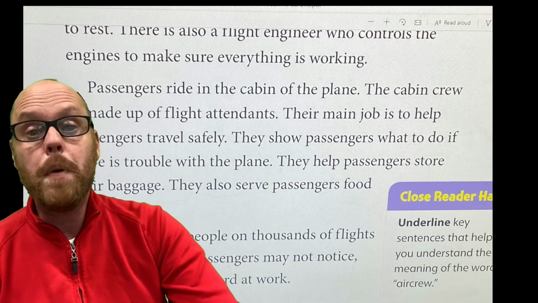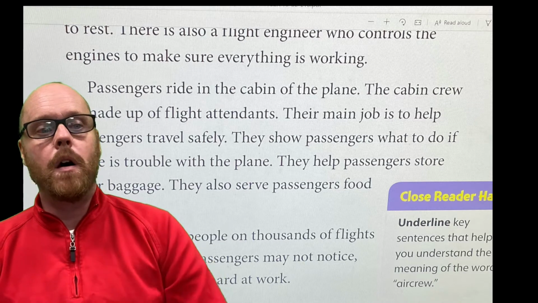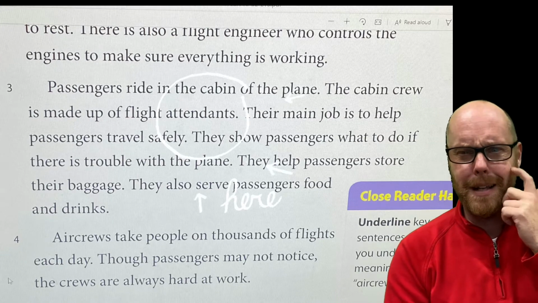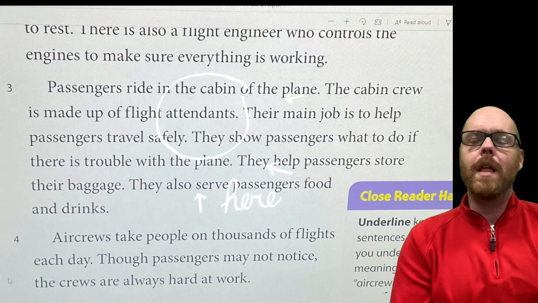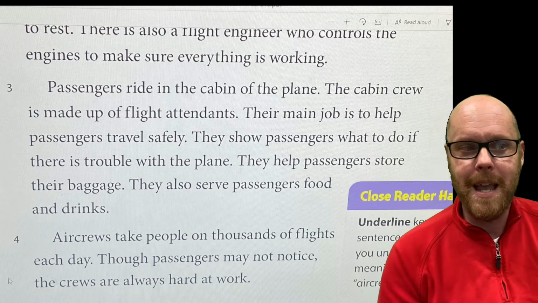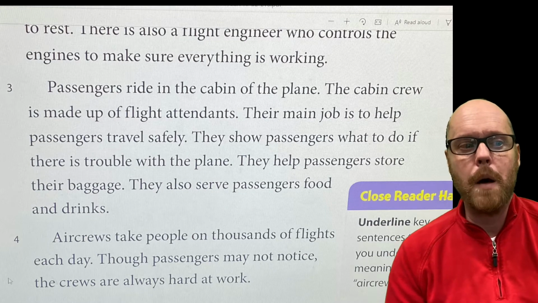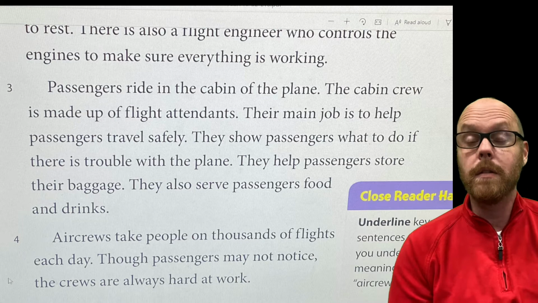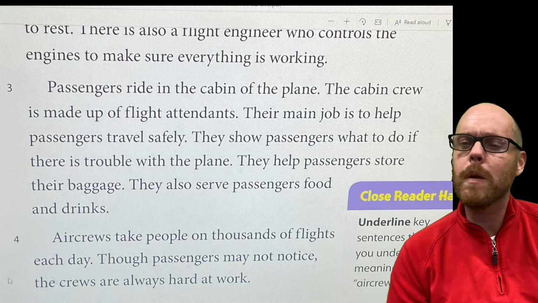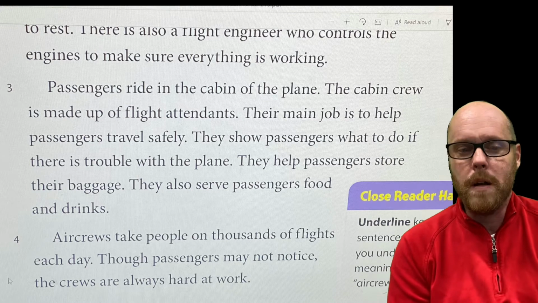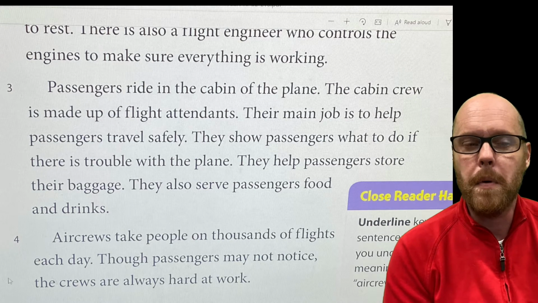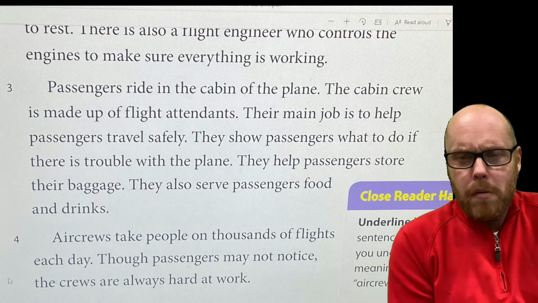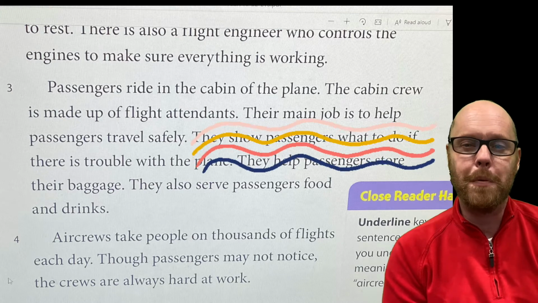All right, let's take a look at paragraph 3 real quick. We have the word attendance. Now, we may think of attendance as being in school on time. Well, that's not the right attendance. In this case, we have the cabin crew is made up of flight attendants. What does an attendant do? Let's take a look at the next sentence because we may find the answer in the story. Their main job is to help passengers travel safely. So when we look at the word attendants, their main purpose is to help people.